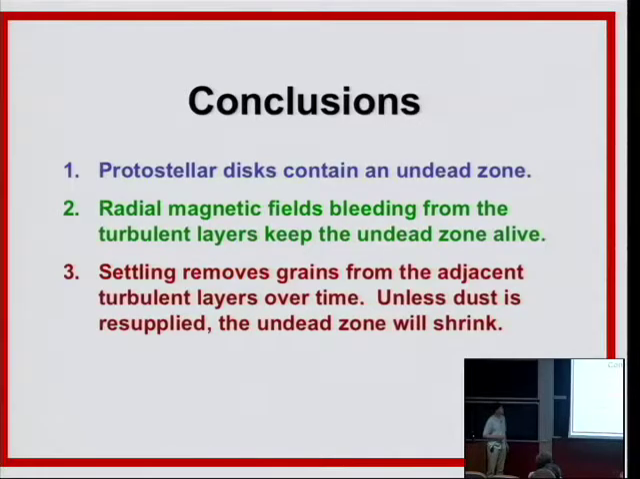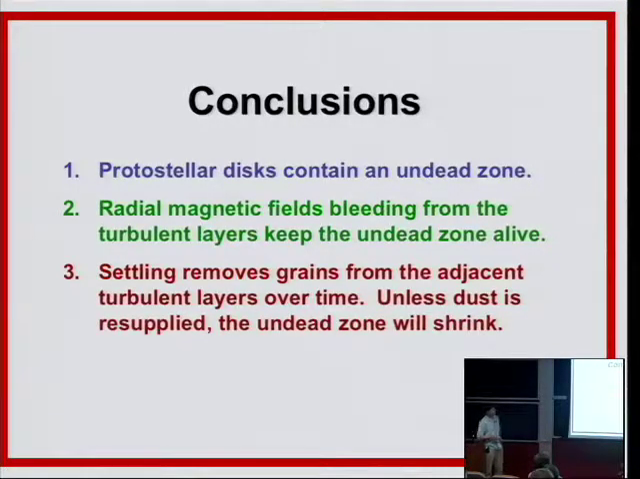So okay, here's a summary. Protostellar disks have an undead zone, so they have a zone where there's no turbulence, at least at the Reynolds numbers that we can look at, but nevertheless there are stresses. It's undead in the sense that it sucks the life force out of the active layers, and that keeps it alive when it should really be dead.